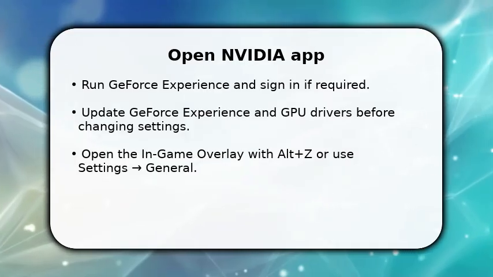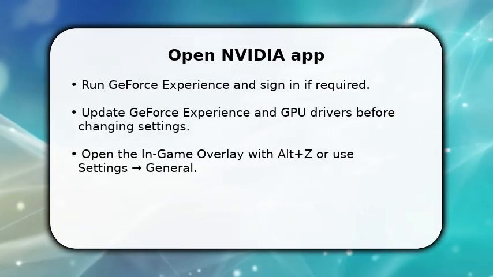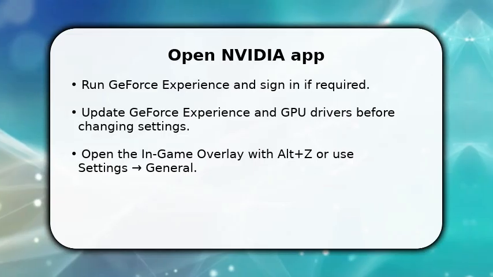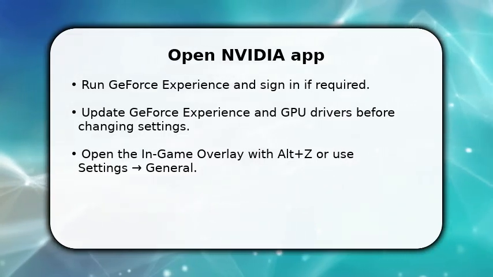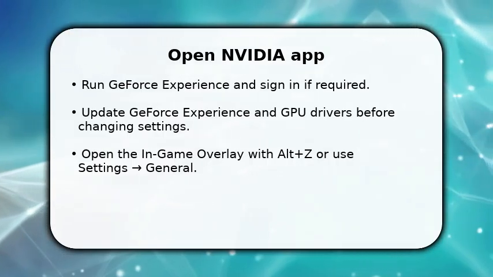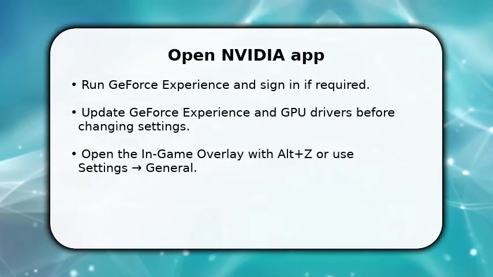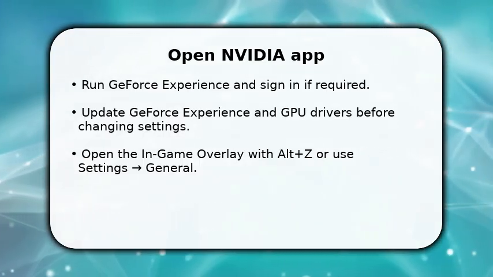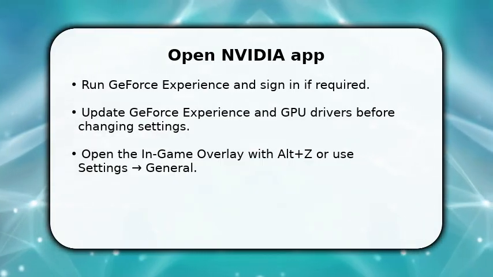You'll start by launching GeForce Experience and making sure the app and GPU drivers are current so settings apply correctly. Once done, sign in if prompted and open the in-game overlay with Alt+Z, or click the Settings gear then General. This places the battery boost controls within reach. Make sure the overlay is enabled so you can access performance options. You're now ready to locate the battery boost entry under Performance or Power Controls.